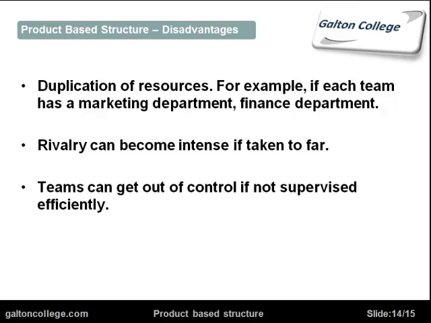There could be rivalry between the 2 parts to become the favoured part of the wider organisation, and the rivalry could become intense. So teams can get out of control if not supervised efficiently. So there is a problem here that it needs careful management, because they are quite separate entities and they need to be controlled within the single group organization.